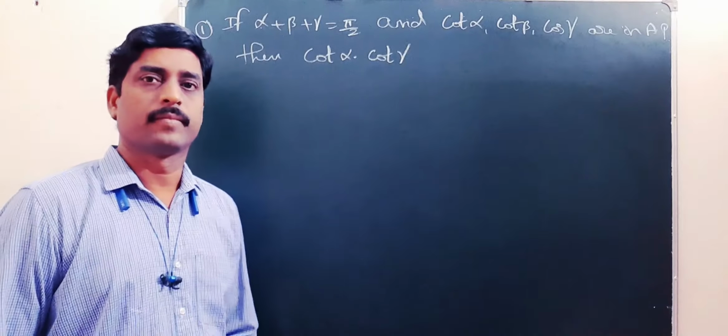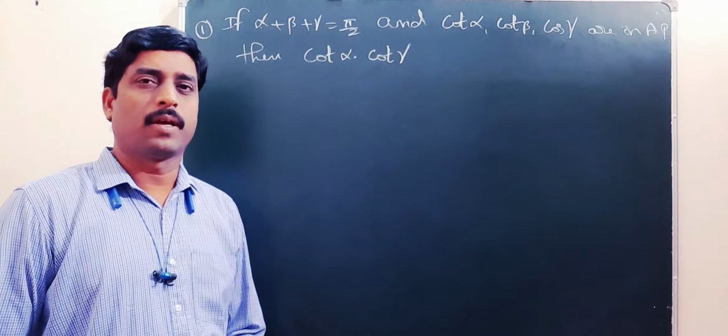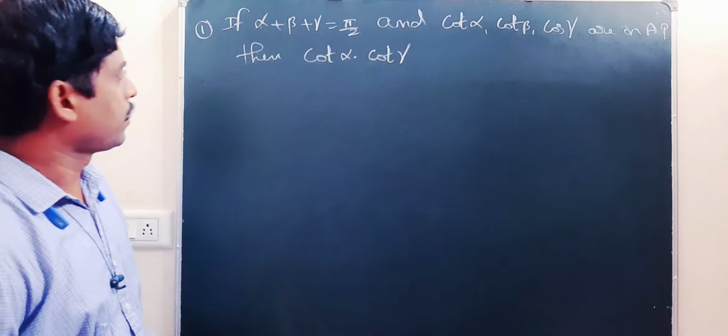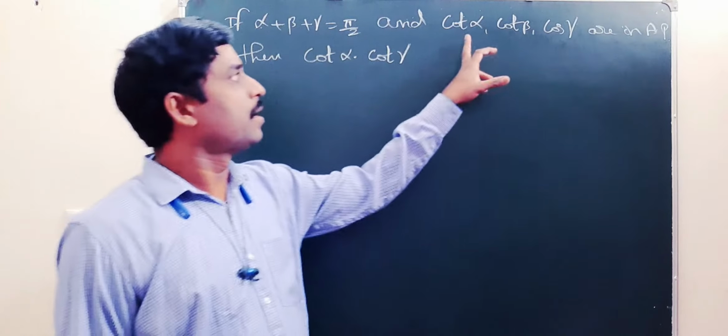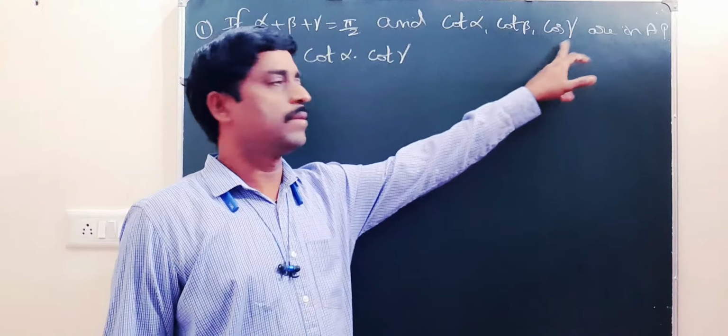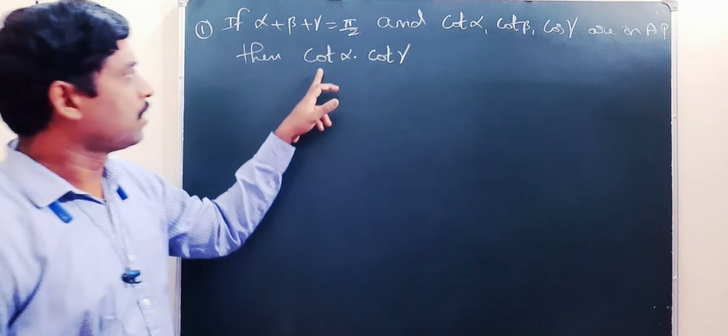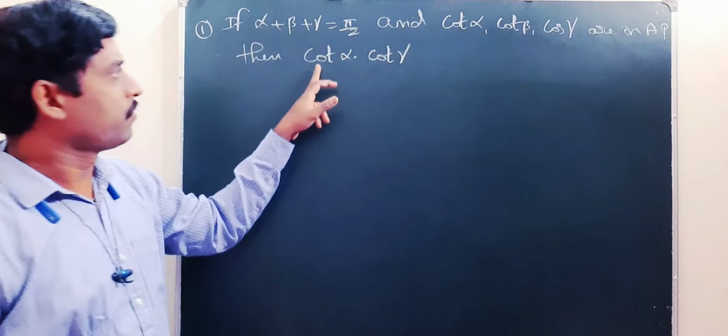Today I would like to explain trigonometry problems. Okay, now explain question number 1. So what is given? Alpha plus beta plus gamma equal to pi by 2 and cot alpha, cot beta, cot gamma are in arithmetic progression. Then we have to find cot alpha into cot gamma.